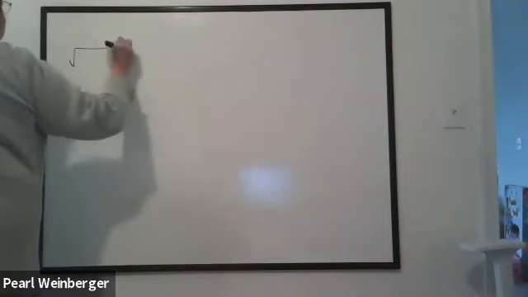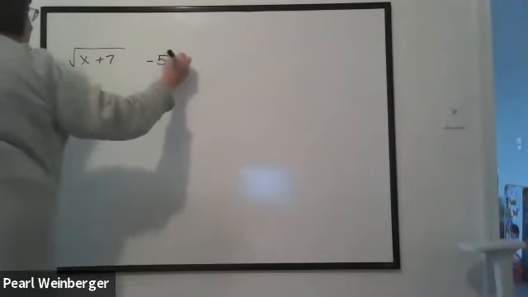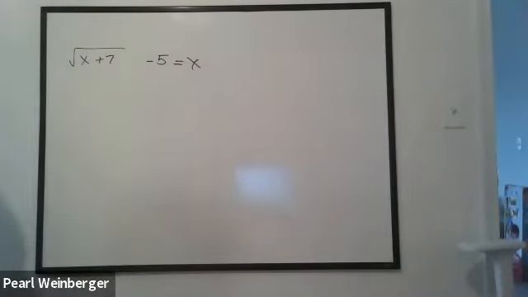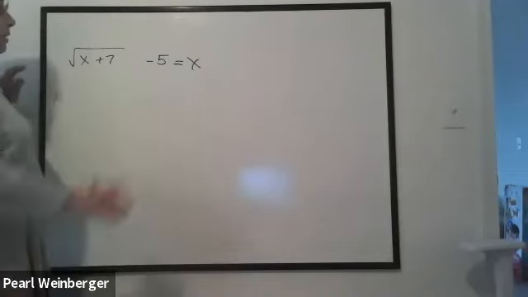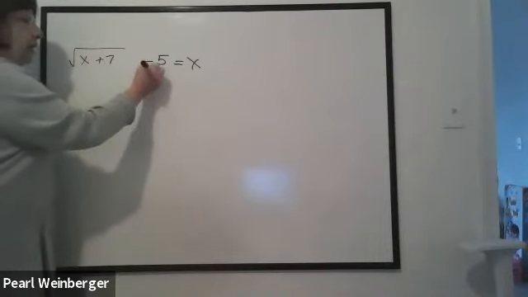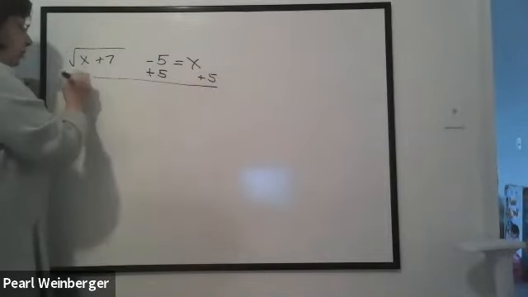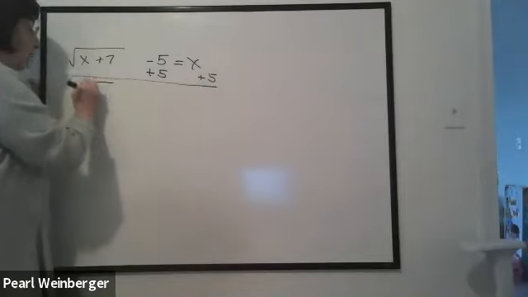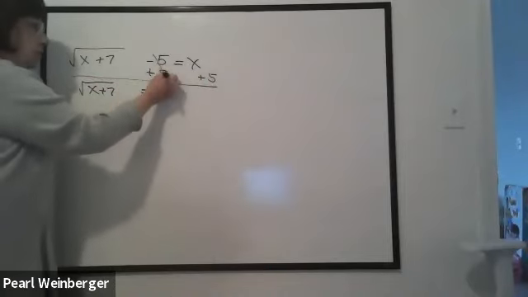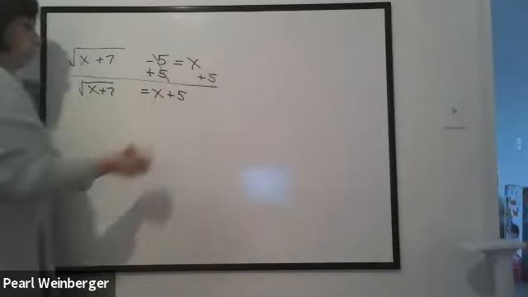The square root of x plus 7 minus 5 equals x. Let's look at this problem. We're going to do these together. Again, I want to get my radical by itself, so I'm going to add 5 to both sides of this equation. So this will give me the square root of x plus 7 equals, this cancels out. Now these can't be combined, so I just have to keep them separate, x plus 5.